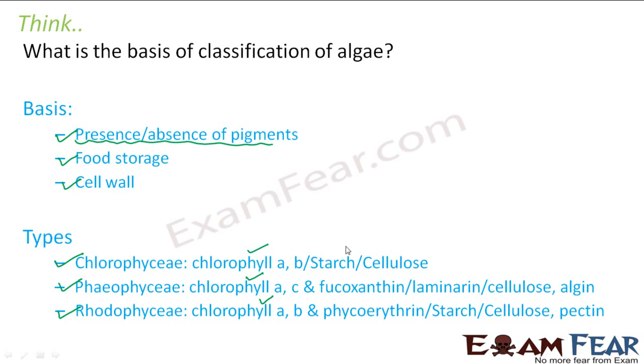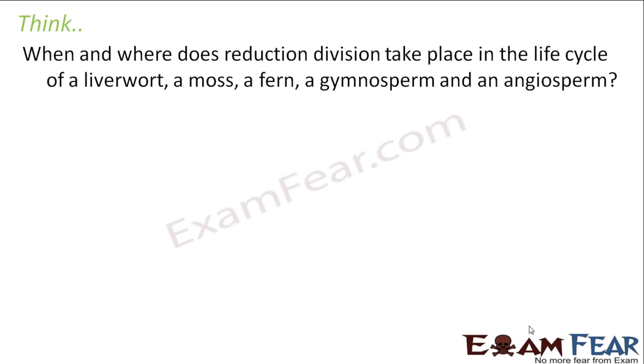Talking about food storage in chlorophyceae, food is stored in the form of starch. In phaeophyceae, it is in the form of complex carbohydrates like laminarin, and in rhodophyceae, it is again in the form of starch. Talking about cell wall, in chlorophyceae, it is made up of cellulose. In phaeophyceae, it is made up of cellulose and algin, and in rhodophyceae, it is made up of cellulose and pectin. So this was the basis of classification of algae into three types. Let us look at the next one.